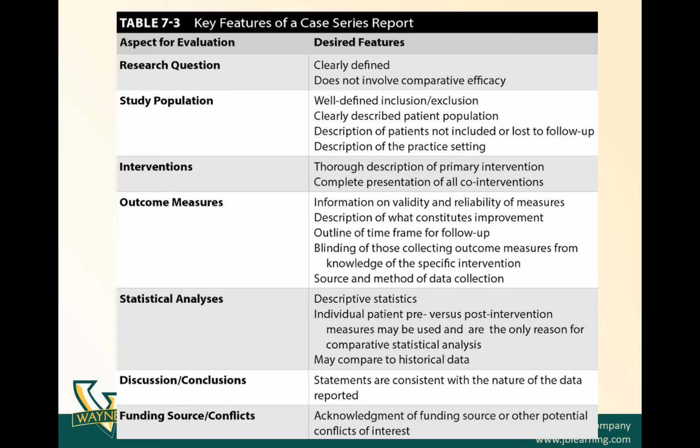There's a thorough description of the primary intervention and a complete presentation of all co-interventions. The information on validity and reliability of measures for the outcome measures, description of what constitutes improvement, outline of time frame for follow-up, blinding of those collecting outcome measures from knowledge of the specific intervention, source and method of data collection. Like I said, there really aren't many statistical analyses that can be done, mainly descriptive. However, there are some ways in which if the individual patient serves as its own kind of control in a pre versus post intervention, you can take measures pre and post, and that's the only reason you would do any sort of comparative statistical analysis. You could also compare to historical data, and if you remember, we talked about that in the other observational design video. For the discussion and conclusion, statements are consistent with the nature of the data reported, and there's acknowledgement of funding source or other potential conflicts of interest.